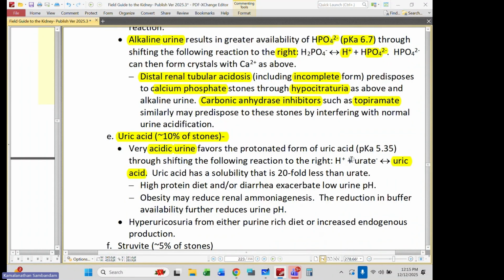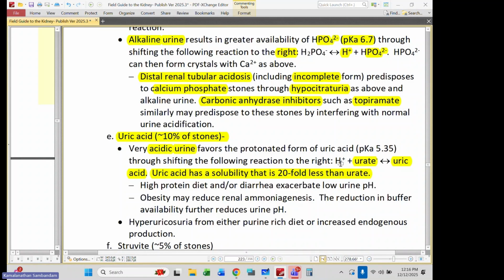Okay, urate is quite soluble. Okay, uric acid, on the other hand, is less soluble. So if I have an acidic urine, right, I have a surplus of protons, I would be pushing this reaction towards the right side of this equilibrium, forming more uric acid, which is less soluble. Okay, you can see that uric acid is markedly less soluble than the urate anion. So you can have astronomical amounts of uric acid in your urine, or urate/uric acid in the urine.